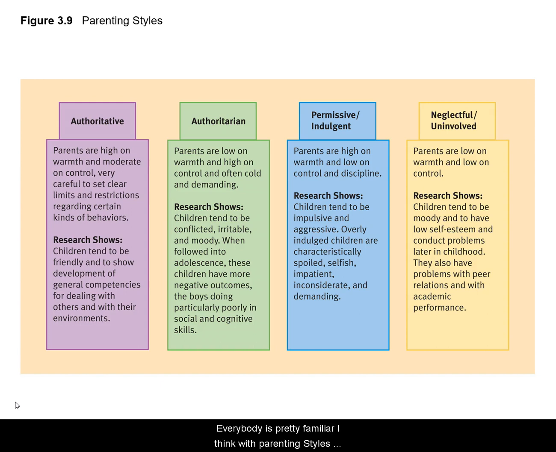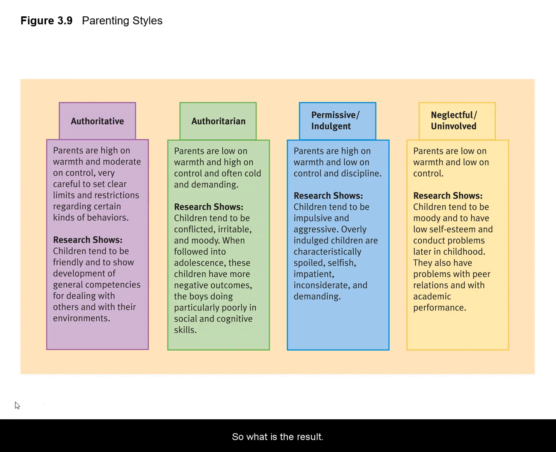Everybody is pretty familiar, I think, with parenting styles. You have authoritative, where the individuals are warm and they provide control. Authoritarian, they are low on warmth and high on control. Permissive are high on warmth and low on control. And then neglectful are low on warmth and low on control.